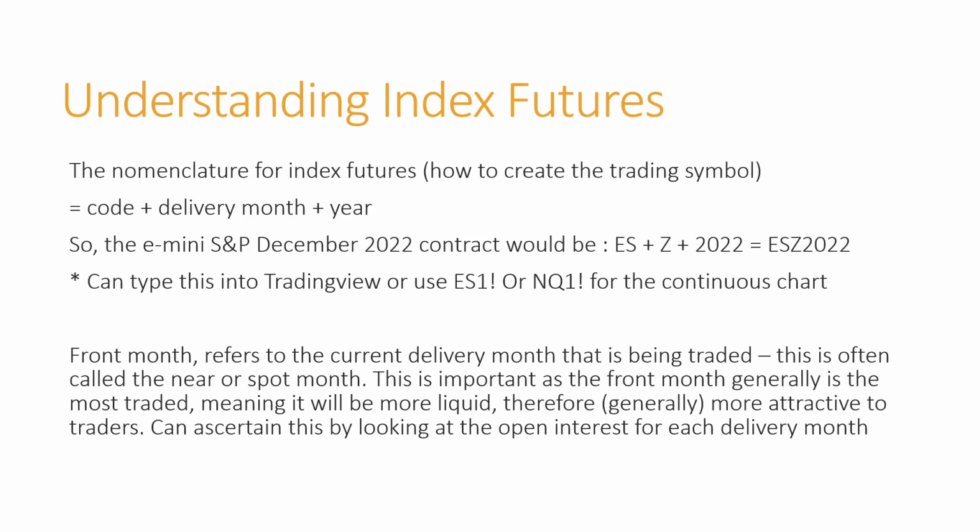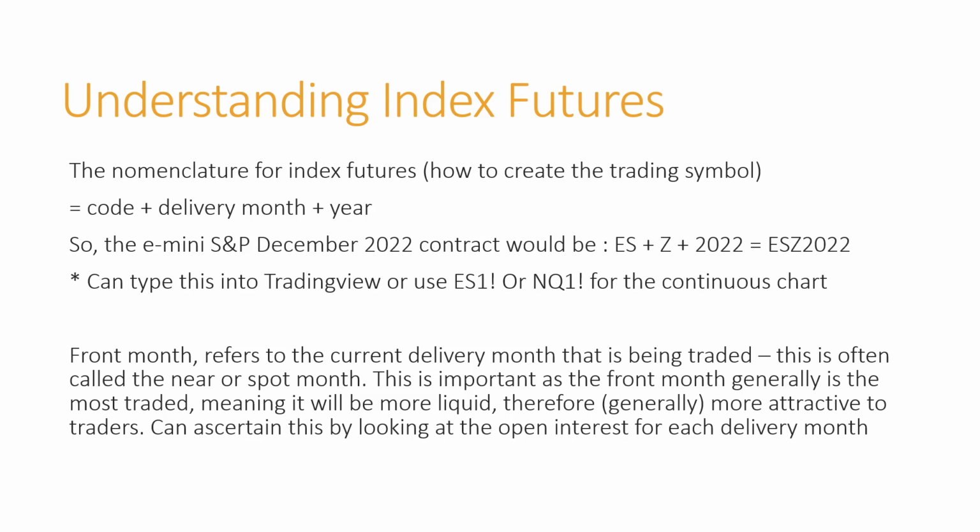I just mentioned front month. Front month refers to the current delivery month, the month that's currently being traded, and this is also called the near or the spot month. It's the same term for the same thing. It just means the contract that's being traded at the moment. This is important because the front month is generally the most traded. That means it's going to be more liquid, which is attractive to traders because it's easier to get in and out. It's where the most activity will be.